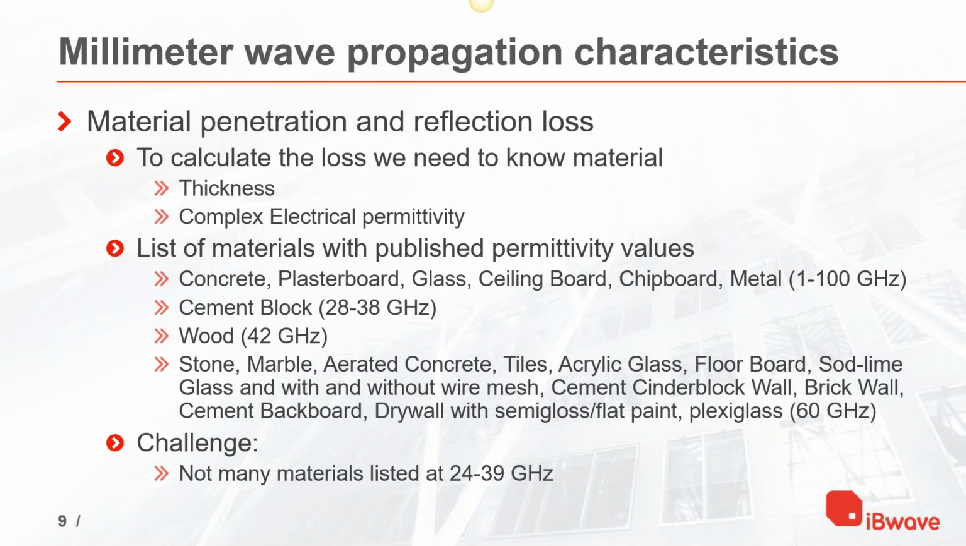And there is a good reason for that. 24 to 39 gigahertz is a licensed band, and operators love their licensed bands. They would rather buy a company that actually owns those frequencies, or go to an auction and get those frequencies themselves, than deploy something in an unlicensed band. So that is the problem that we have right now. We don't have that many materials, but we are hoping that in the future that may change.